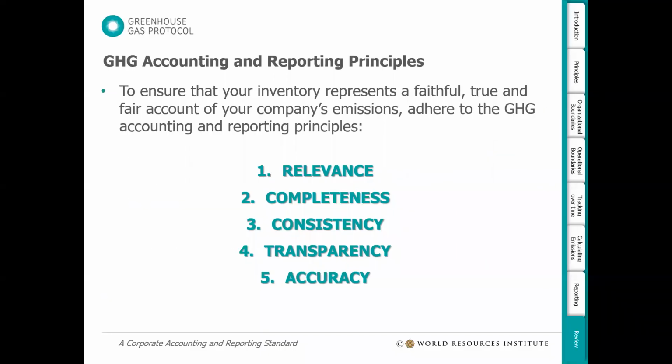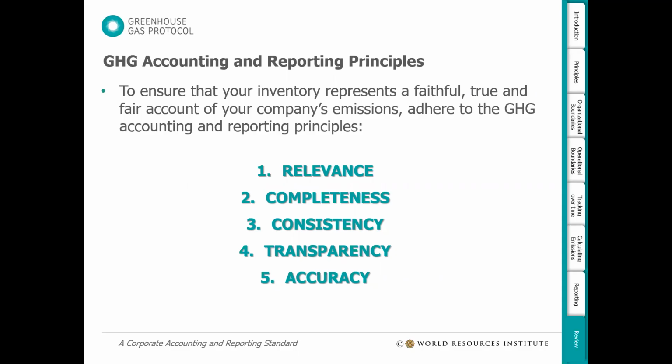Consistency is important because comparable data are needed to track emissions performance over time. And in order for inventory practices to be consistent, companies have to apply the same boundaries and calculation methods over time, and document and justify any changes to those. The fourth principle is transparency. Here, emissions data must be disclosed in a clear and factual manner to allow users to have some confidence when interpreting the data. And finally, accuracy.